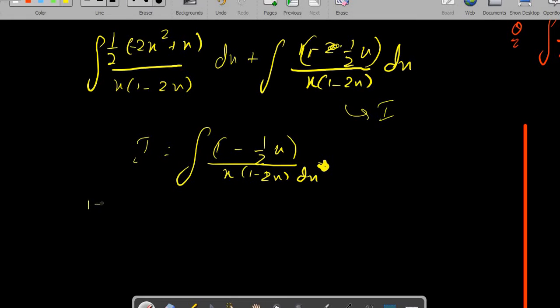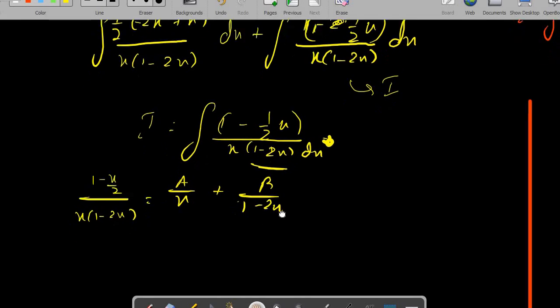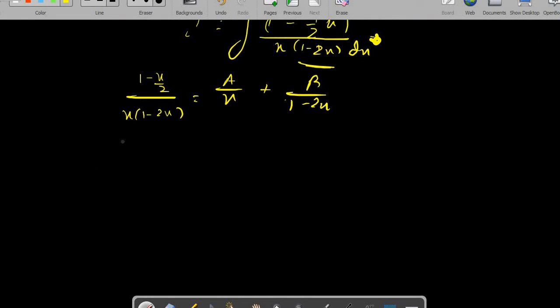So this would be (1 minus x by 2) divided by x into (1 minus 2x). This would equal a upon x plus b upon (1 minus 2x). Easy. I told you this question is slightly tricky, but just don't lose focus.